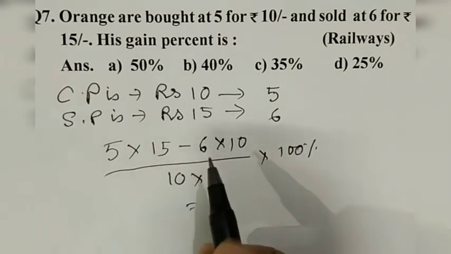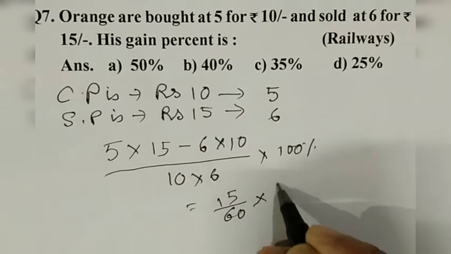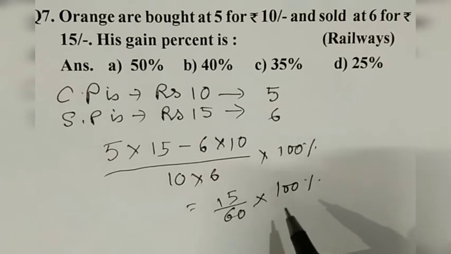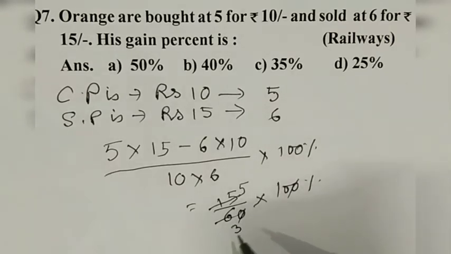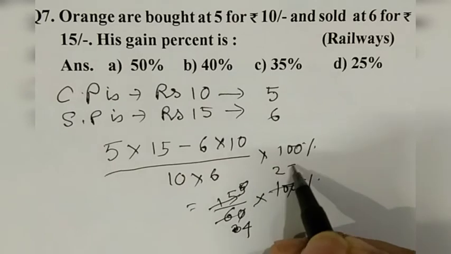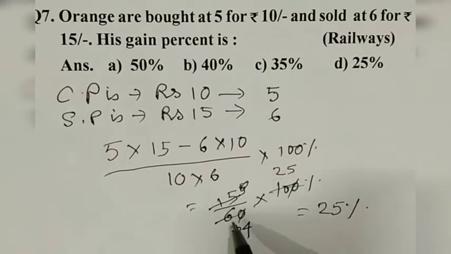5 into 15, 75 minus 60. 15 by 60 into 100. 15 by 60 divided by 15, 1 by 4, and 100 by 4, 25. Okay? Answer is 25%.